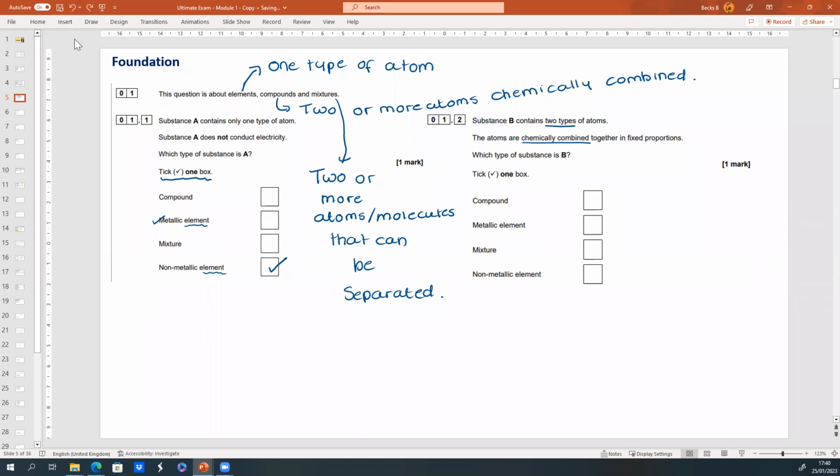Because if you do tick it, forget to cross it out, and you then tick the right box, you've ticked two boxes, so you wouldn't gain the mark. You can only tick one, because essentially what you could do is just go through and tick them all. Well, one of them is going to be right. So make sure that you only tick one box. Substance B then, two types of atoms chemically combined is a compound.